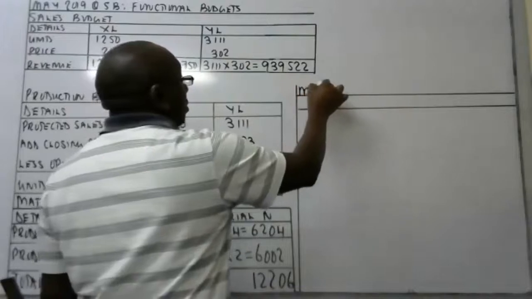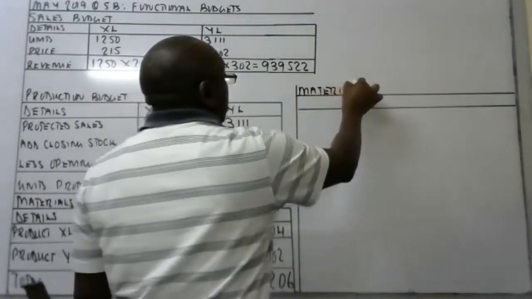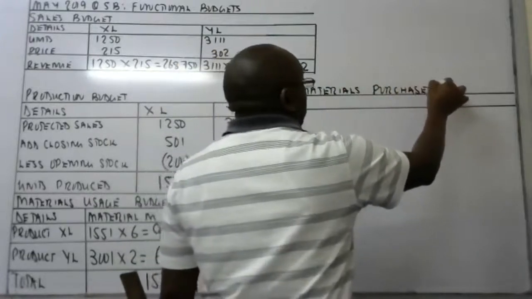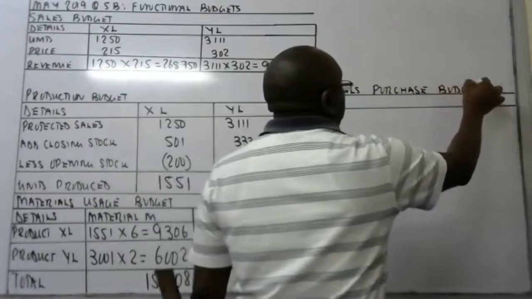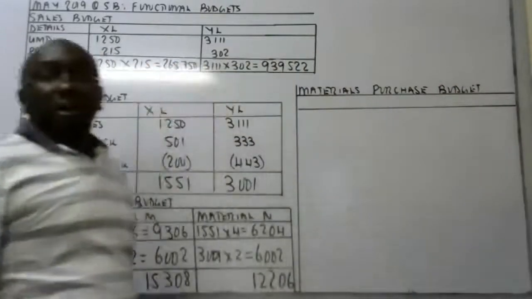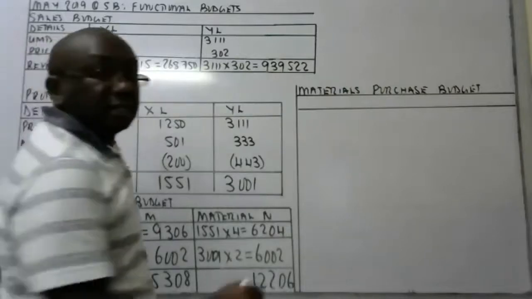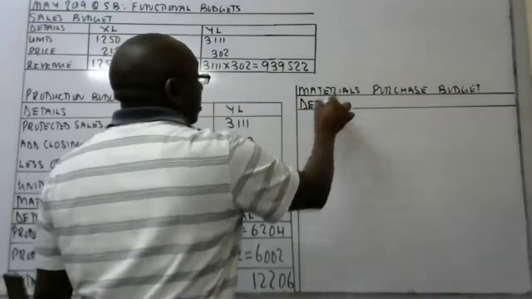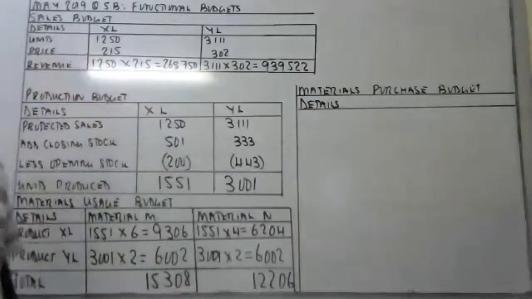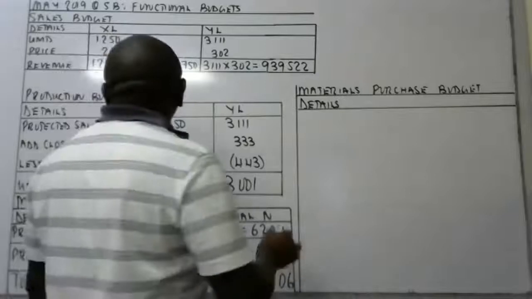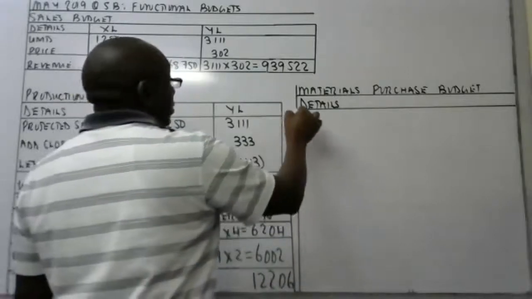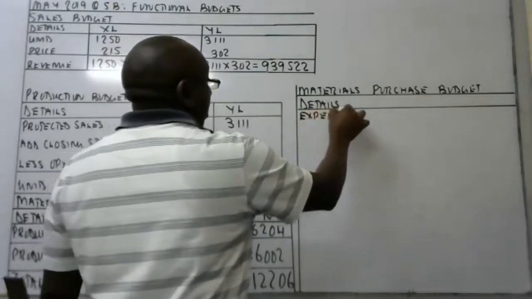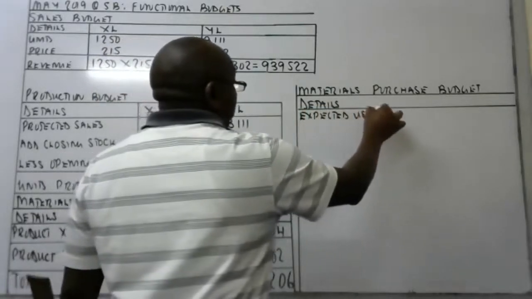So in the materials purchase budget, we have details here. And in the details, we have usage, or expected usage. Expected usage, or you can just say usage.